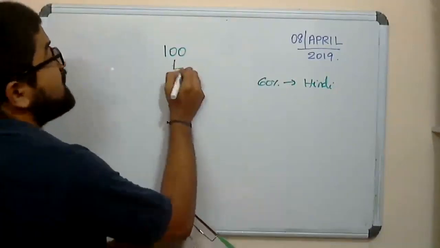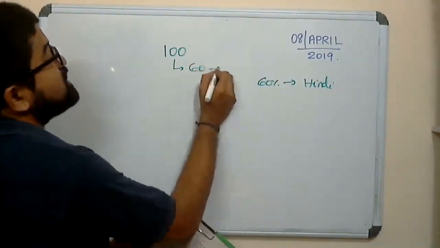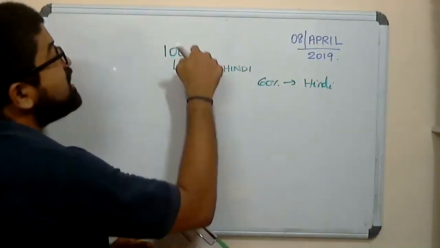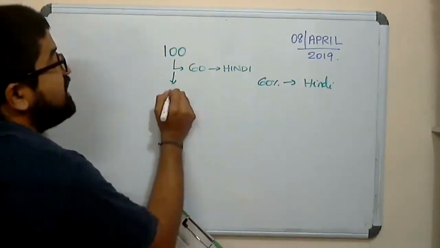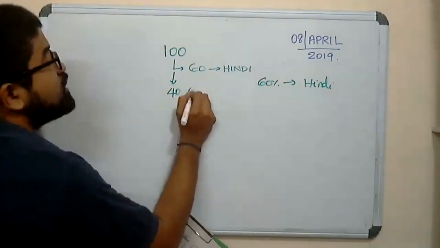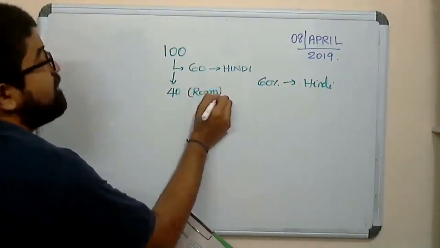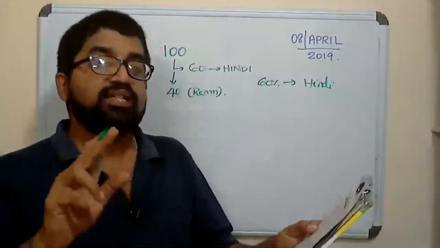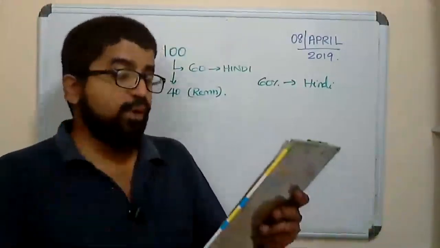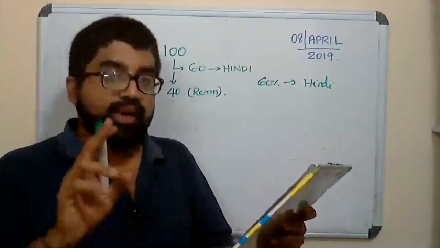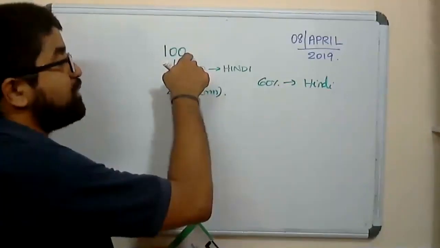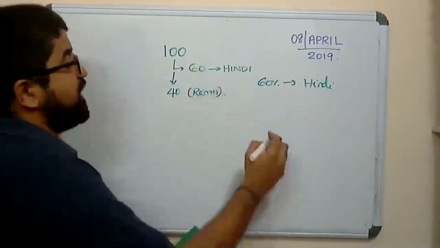So out of this 100, 60 books correspond to the Hindi language. So 100 minus 60 is 40. So 40 books remain in the library. Now it is given that 60% of this remaining number of books correspond to English. So if you assume the initial number to be 100, then 40 books are remaining.